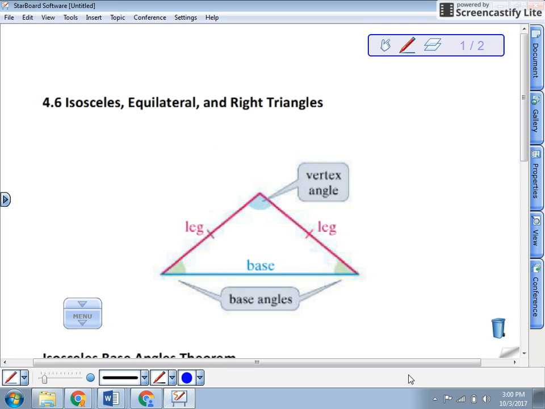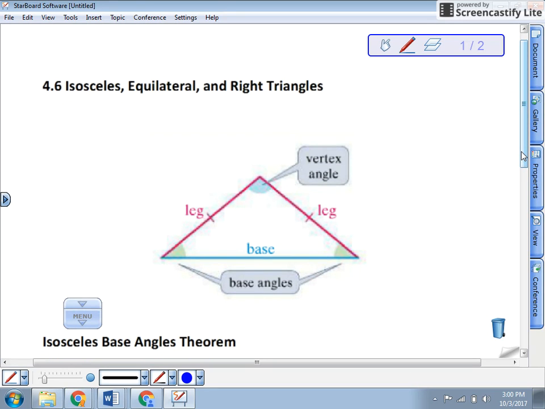Welcome to the notes on isosceles, equilateral, and right triangles. Today we're going to learn a couple quick theorems and then a couple really important theorems that we're going to use throughout this year, and then a couple quick examples. So here we go. First, we have an isosceles triangle.